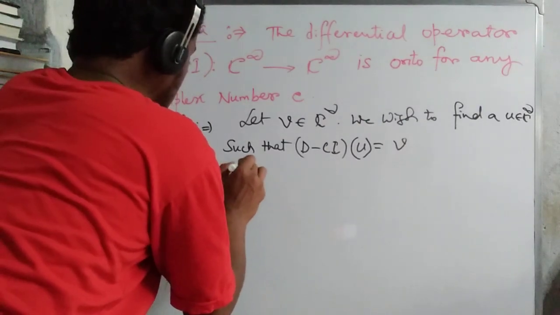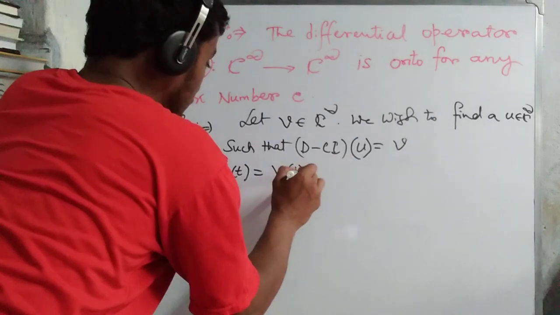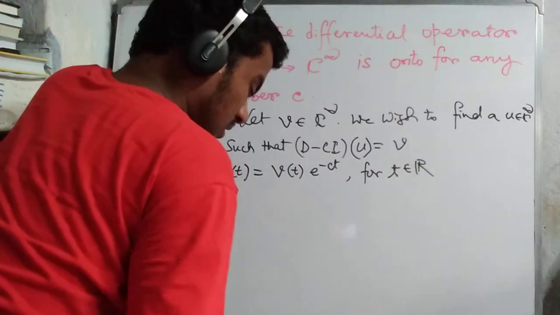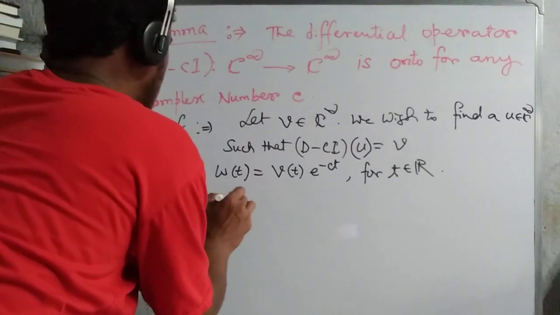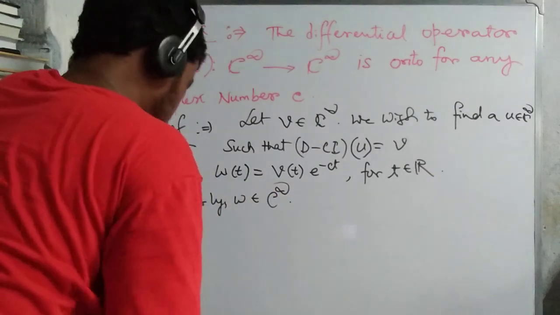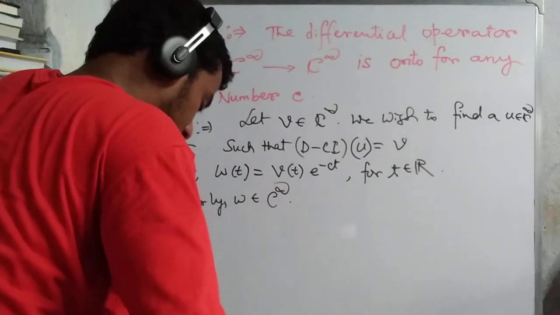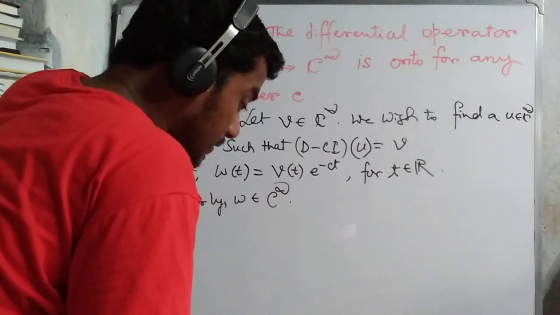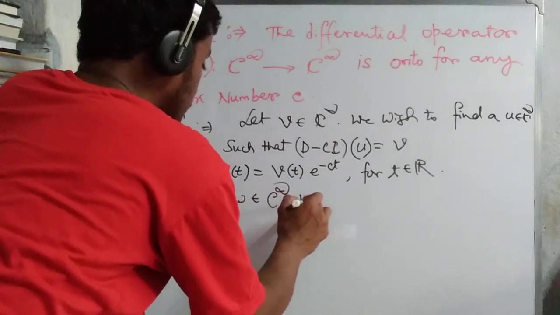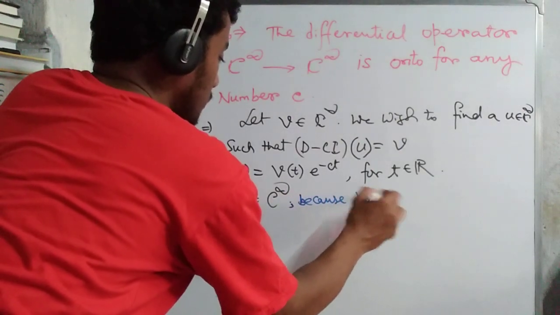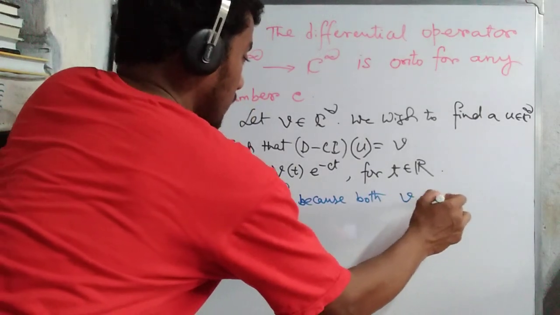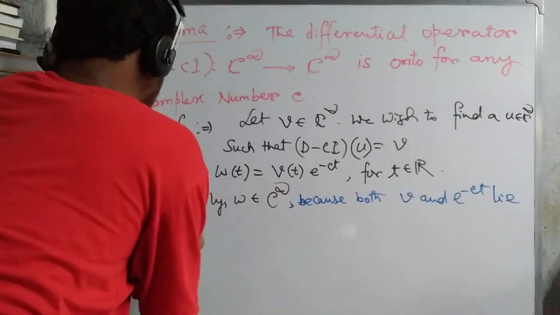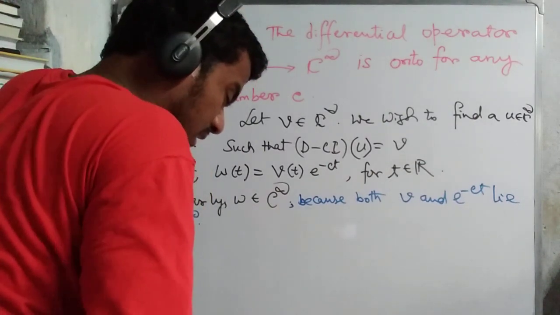Then let w(t) equal v(t) e to the power minus ct, for t belonging to R. Clearly w belongs to C infinity, that means it is an infinitely differentiable function, because both v and e to the power minus ct lie in C infinity.